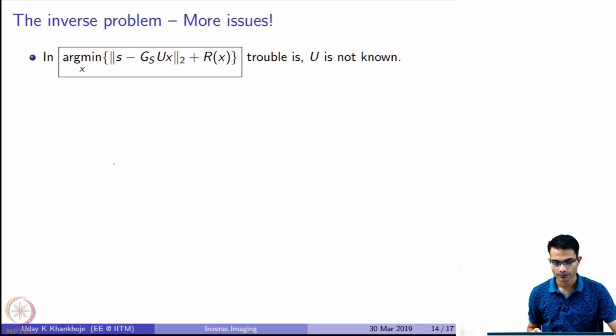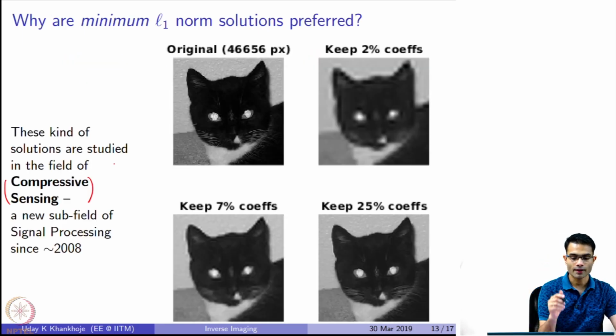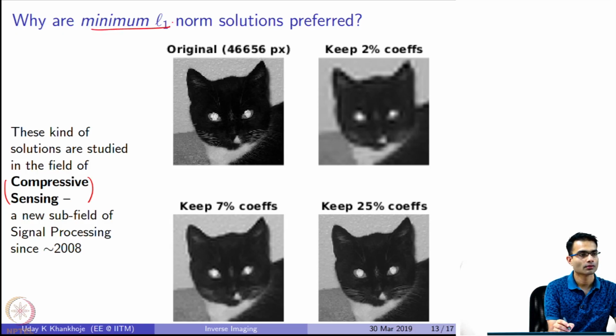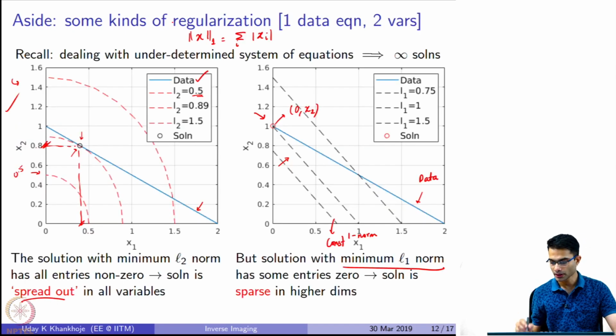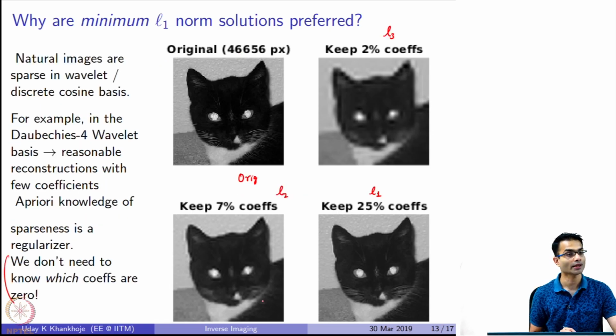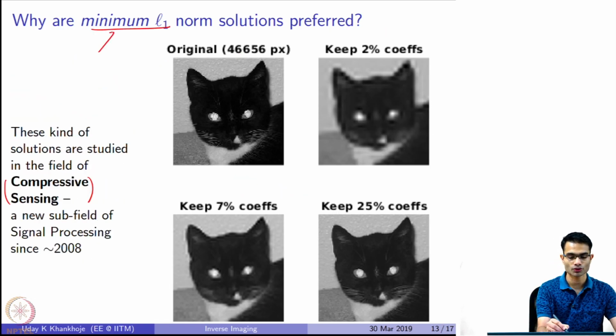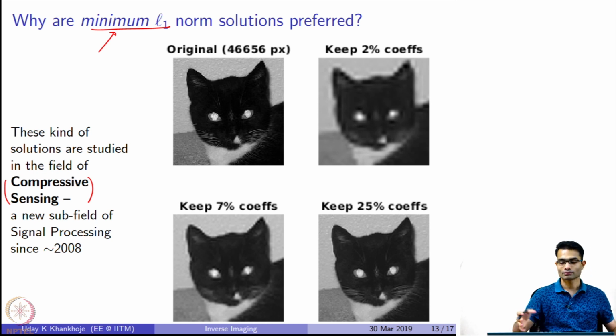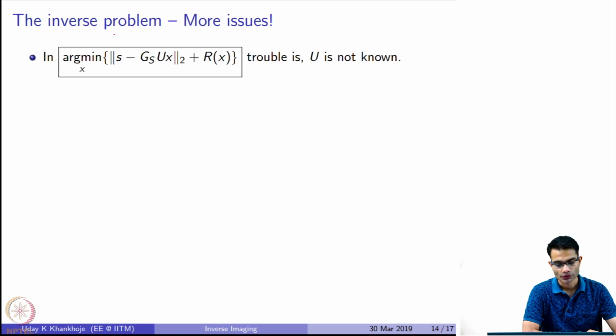All right. So now let's look at a few more issues. So why minimum L1? We have seen that minimum L1 meant sparse. I know beforehand that my object is going to be sparse in the wavelet domain. So that's why I am going to solve my problem and enforce minimum L1 norm, so that I know I'll get a meaningful solution. That's the logic. So this was one problem.